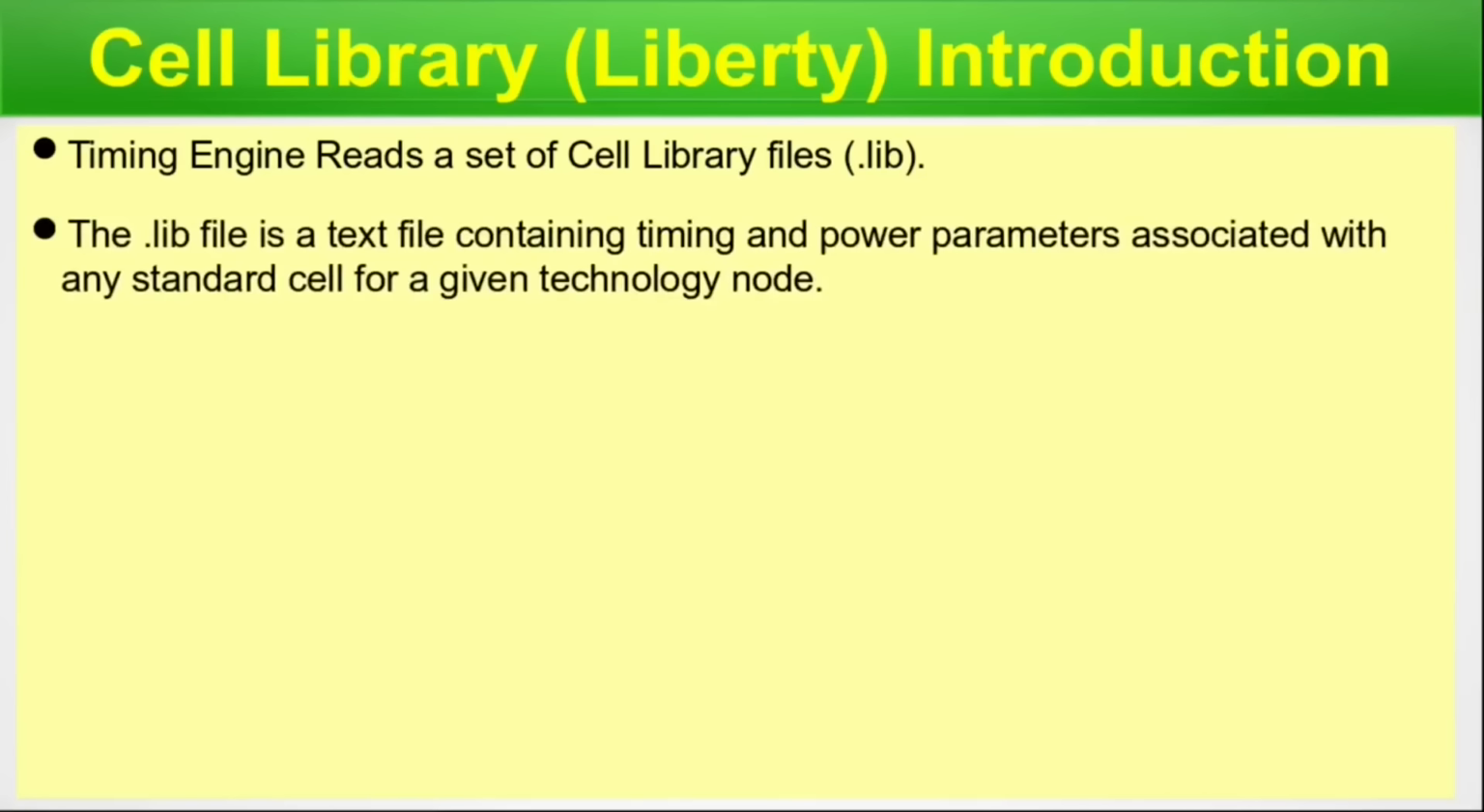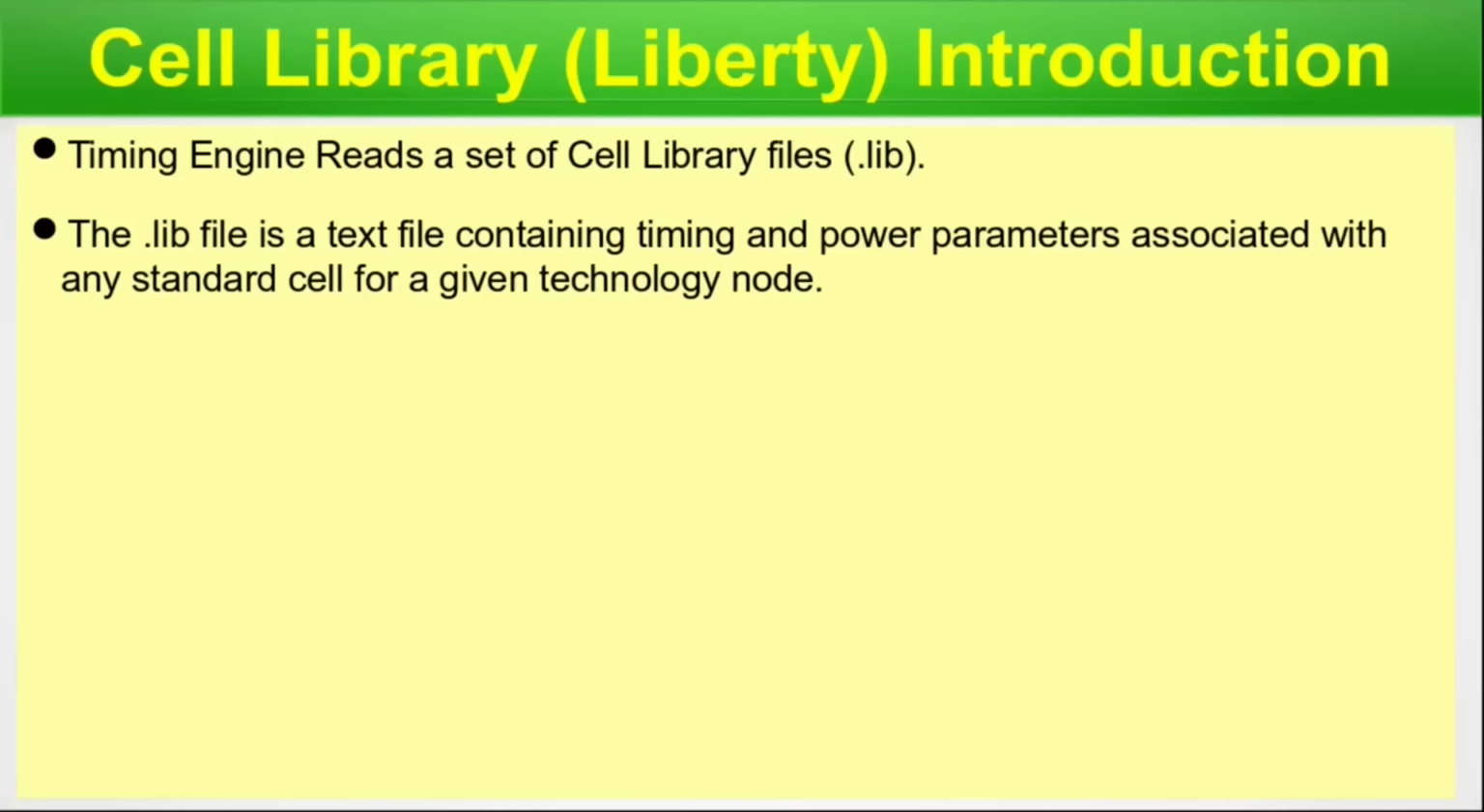The .lib file is a text file containing timing and power parameters associated with any standard cell for a given technology node. Here is one term I would like to explain: the technology node. You might have heard it's a 2 nanometer chip, or a 5 nanometer chip, or a 10 nanometer chip. This nanometer number that you are getting nowadays on the chip is the technology node. However, each company has their own method to describe this technology node.